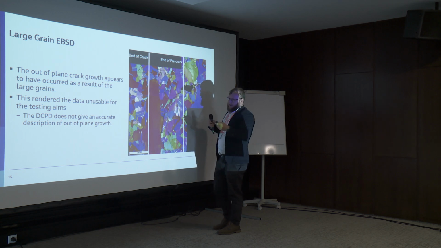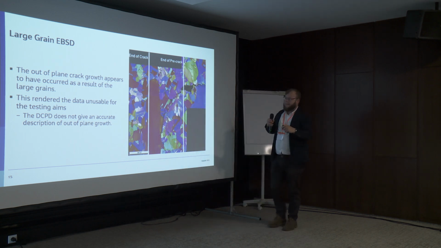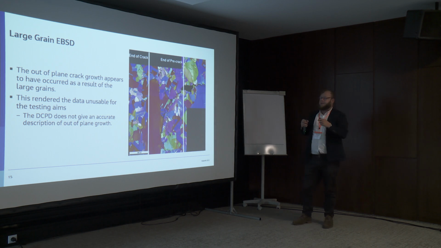And we saw this on a lot of the tests that we carried out on the material with this inhomogeneous microstructure. So to get around this, we had to find a new heat of material which had a more homogeneous microstructure, so that when we were growing intergranular, we carried on in a straight line. But it's just an interesting point that we've observed from the testing.